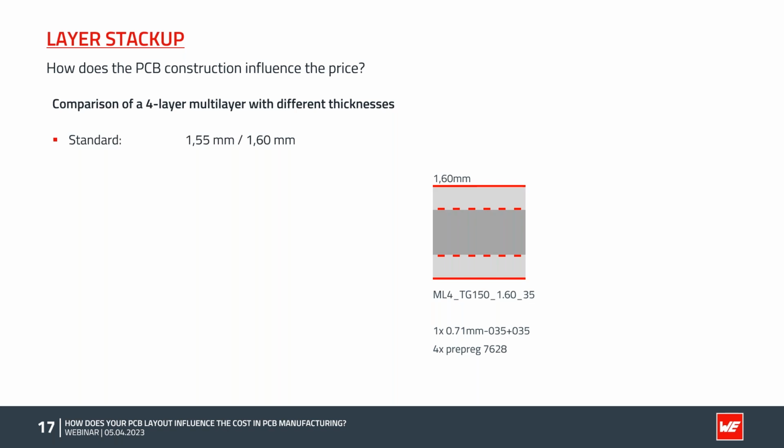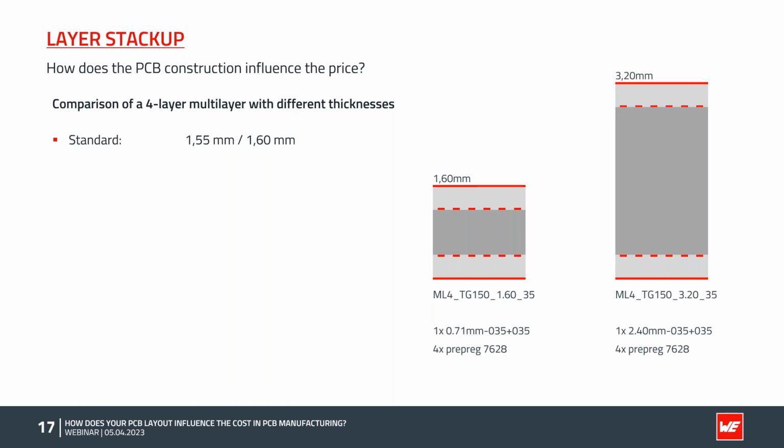And you would find a suggestion of a stackup on our website, and we would call it ML4, which means multilayer with 4 layers. TG150 would be the material grade, 1.6 millimeter thick, and a 35 here would mean that the inner layers have 35 microns of copper. So how is the construction here? We would use an 0.71 millimeter thick FR4, which has 35 microns of copper cladding on top and on bottom for the inner layers. And then we have 4 prepregs, 2 above and below of this inner layer core, 2 copper foils, and so we would press together this 1.6 millimeter PCB or production panel.